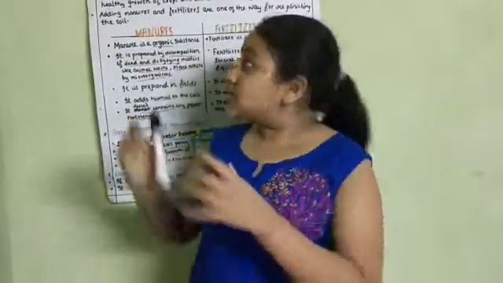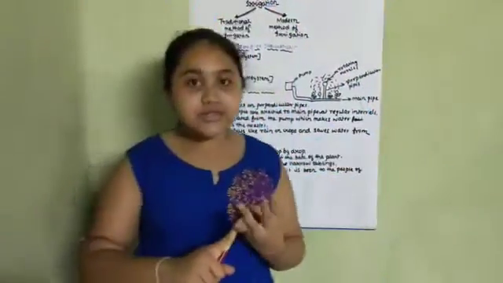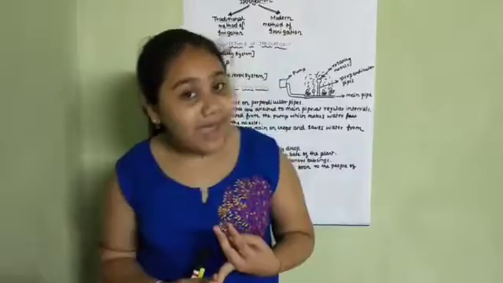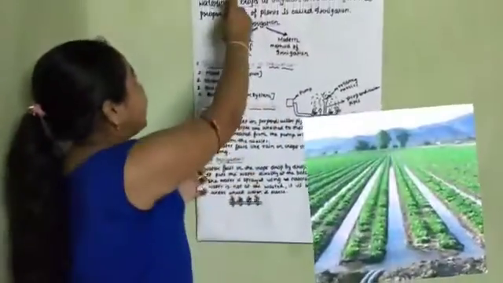So that is all about adding manures and fertilizer. After the third process we have learned, that was adding manures and fertilizer. Now the fourth point is irrigation.